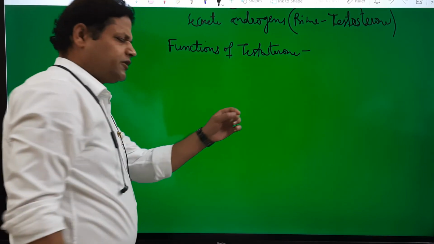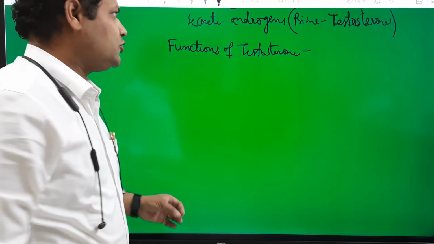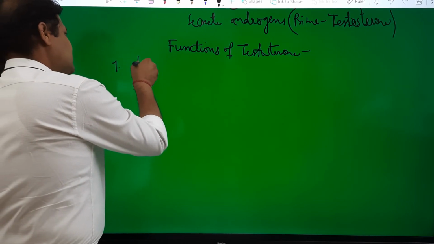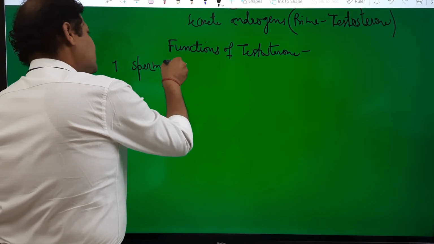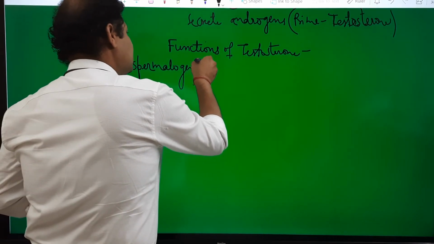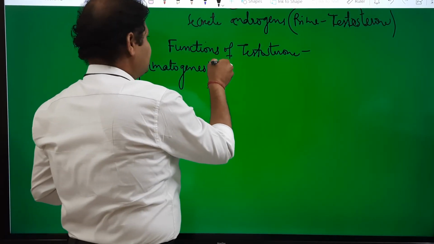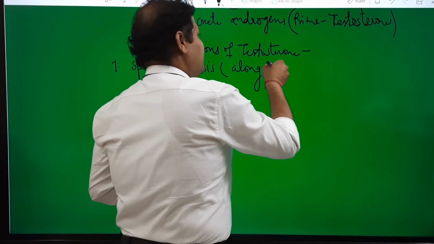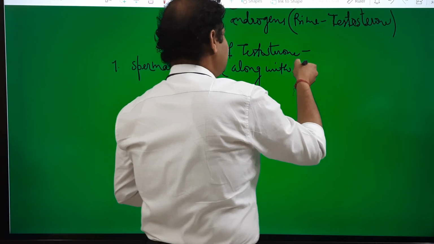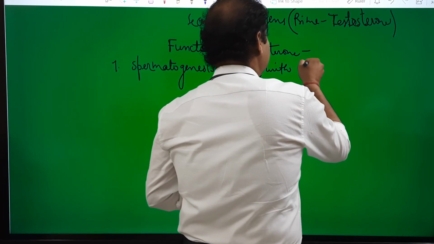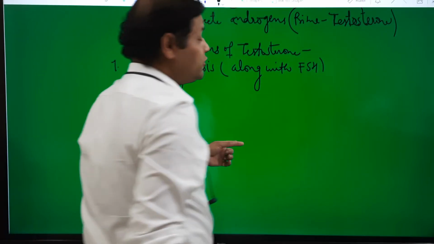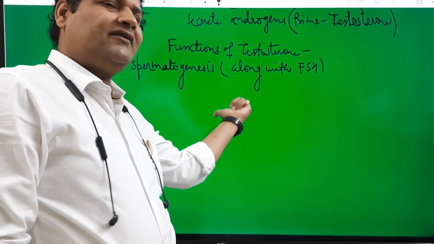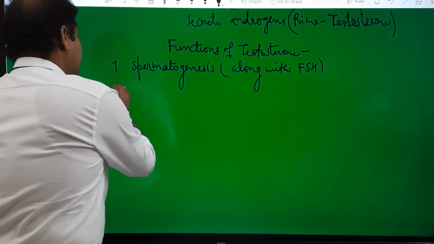The first and most important function of testosterone is spermatogenesis, along with FSH. There are two hormones directly involved in the process of spermatogenesis: FSH and testosterone. LH or ICSH has an indirect role in spermatogenesis.